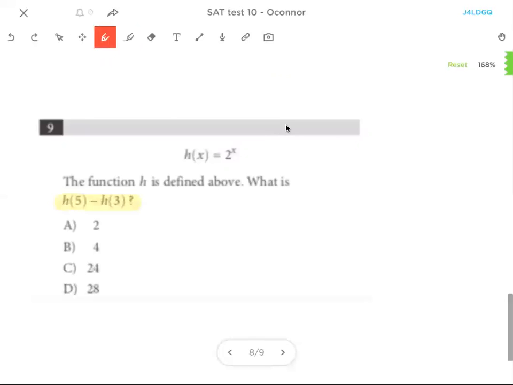So now you've seen it. H of 5 means an input of 5. So we do 2 to the 5th. 2 to the 5th is 32, just like the Kahoot from the beginning of class.